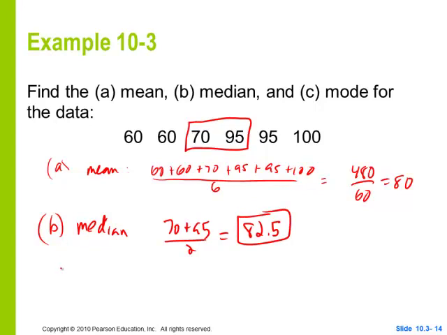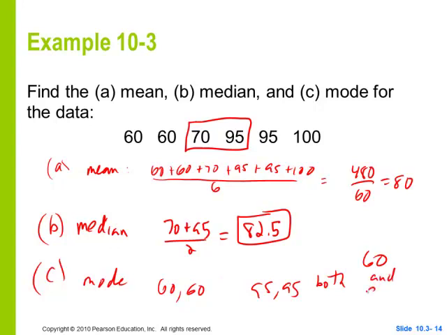Letter C, which one is most often? 60 shows up twice, and 95 shows up twice. So they're both the mode. When you have more than one mode, for some reason they throw the sort of Latin prefix in front of it. So this is bimodal when you have 2 of them.